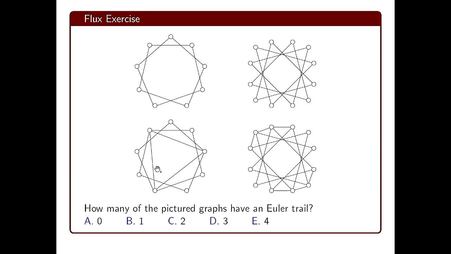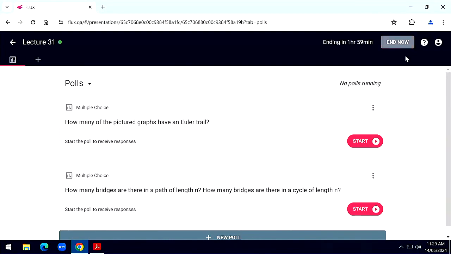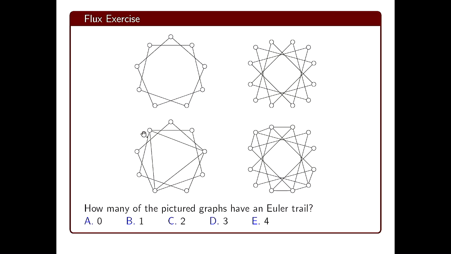Okay, I've got a question for you then. So, how many of these have an Euler trail? We're not demanding closed here, but it can be, right? An Euler trail could be closed or not closed. So, how many of these have an Euler trail? Once you've got an idea, start asking people next to you.